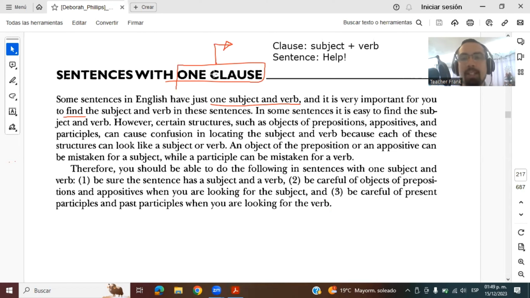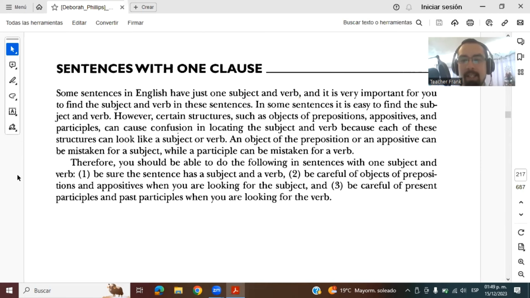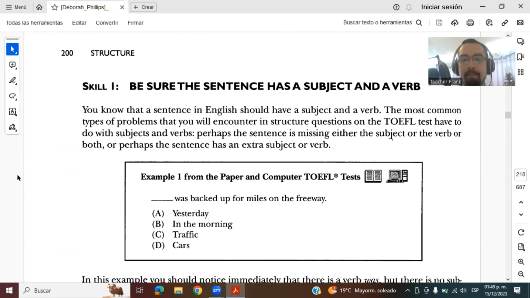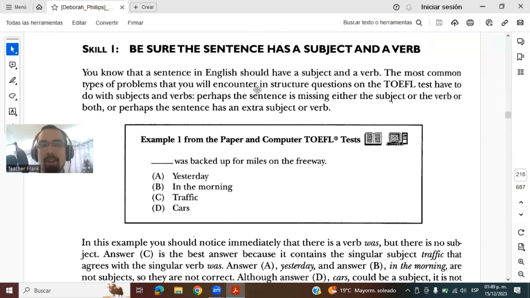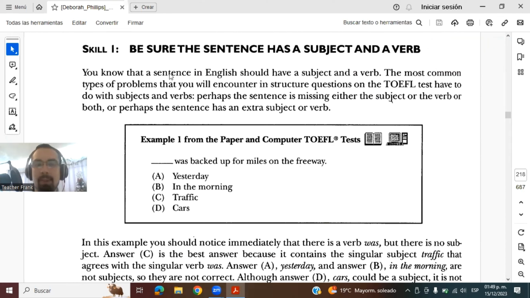So let's continue with the skill. So first, skill number 1, be sure the sentence has a subject and a verb. We have here an example, right? And this one says, was backed up for miles. So we're always going to underline the verbs 2 times. We already know we have a verb, was backed up for miles. Something or someone was backed up for miles.